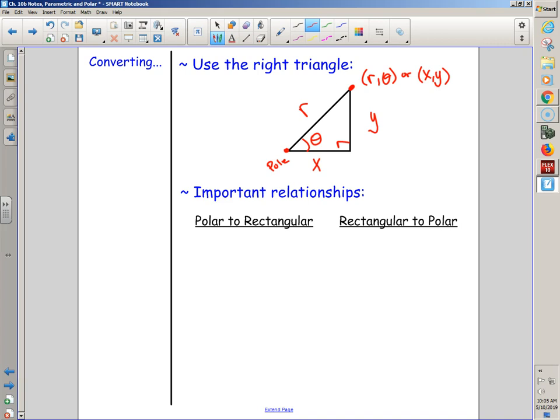So r theta, you can spin and spin and spin. XY, you go straight there. So it can be helpful. Remember, you're supposed to have your calculator out because there's a whole calculator section.